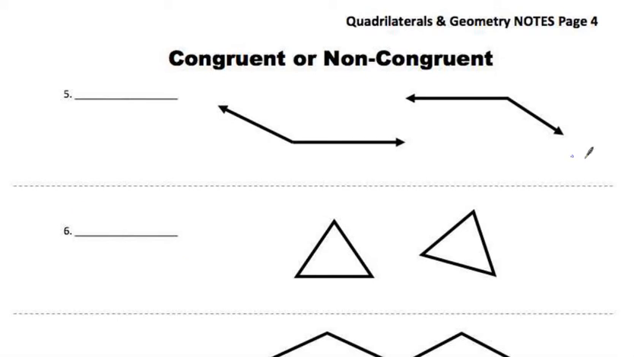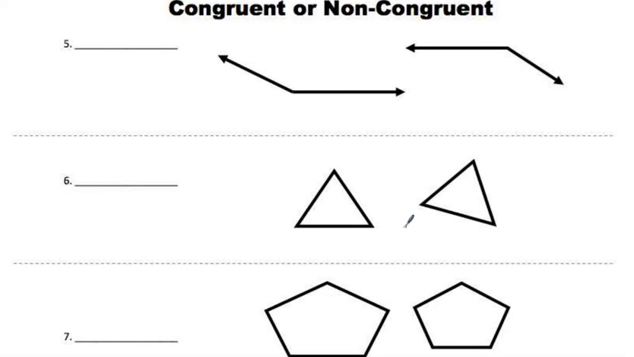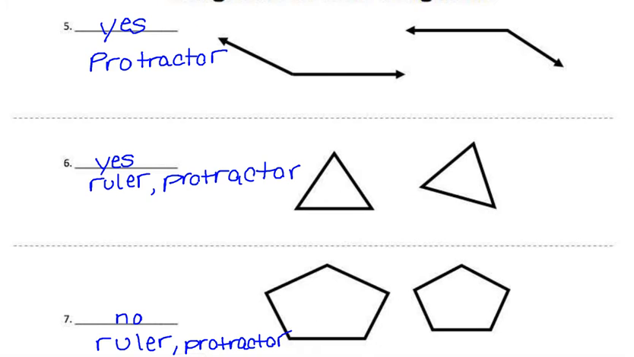All right, I want you to do 5, 6, and 7, determine if they're congruent or non-congruent. And here are your answers for 5, 6, and 7.